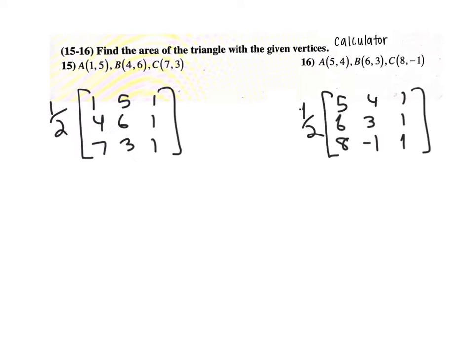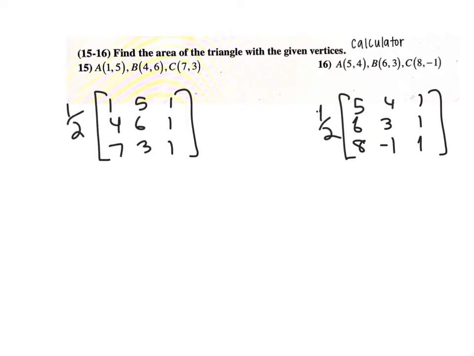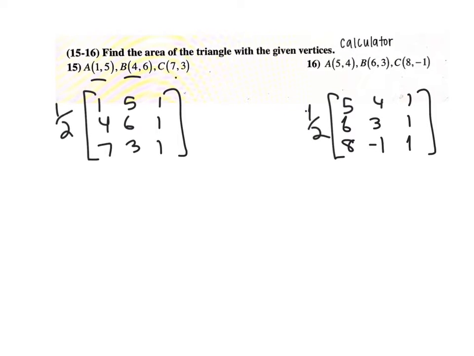That's all you do. All right, for area of the triangle problems, I've already set it up. You do 1 half in the front, and every point goes in your matrix. And remember, your last column is all ones. So I'm going to work it like I did the last two. I'm going to rewrite the first column out here and the second column out here. Don't forget your 1/2.